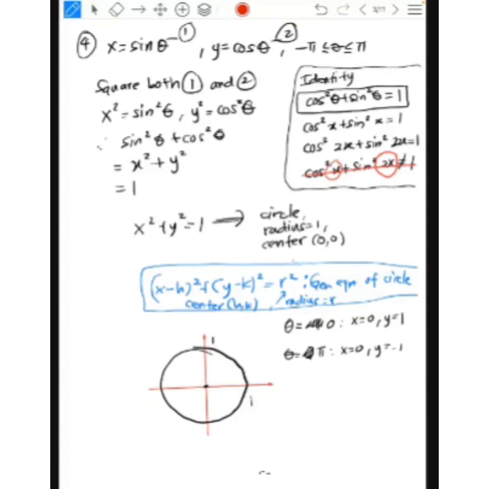Okay, so it starts from 0, 1. 0, 1 is here. This is theta equals 0 until it goes to 0, negative 1. 0, negative 1 is here, which is theta equals pi. Now, the question is, is it going counterclockwise or clockwise? Because when I choose theta equals 0 and theta equals pi, I only get 2 points, from 0, 1 until 0, negative 1. Okay?